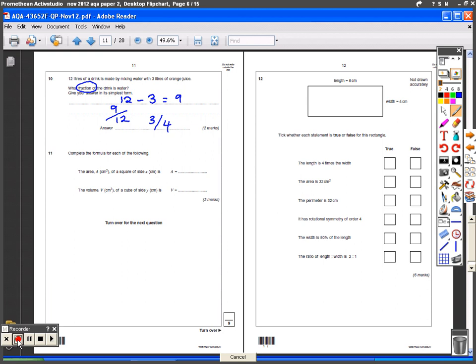Okay, question 11. It says, complete the formula for each of the following. The area of a square with a side of x. So make sure that you use the same letter that they're giving you, which is x. So we know that the area of a square with sides x and x, we times the 2 sides together. And in algebra, if there's 2 letters being times together that are the same, we say x squared.